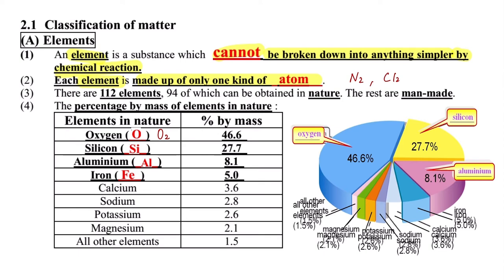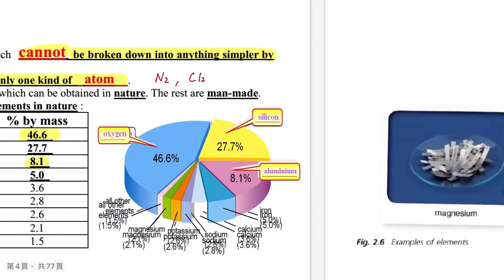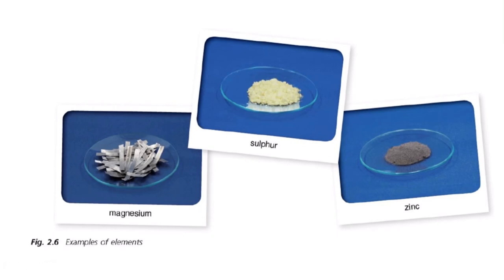What you may need to remember is that in nature, oxygen is the most abundant element. Also remember that the most abundant metal in nature is aluminum. So aluminum is a metal. Okay, let's move on. Here are some pictures of elements. Magnesium looks like this, sulfur is a yellow powder, and zinc is a gray powder.